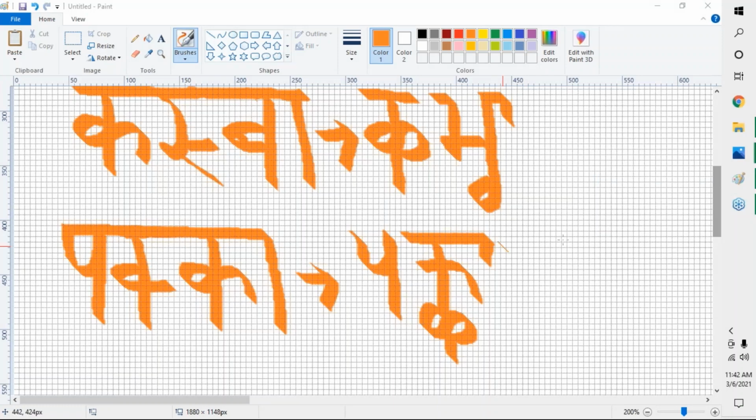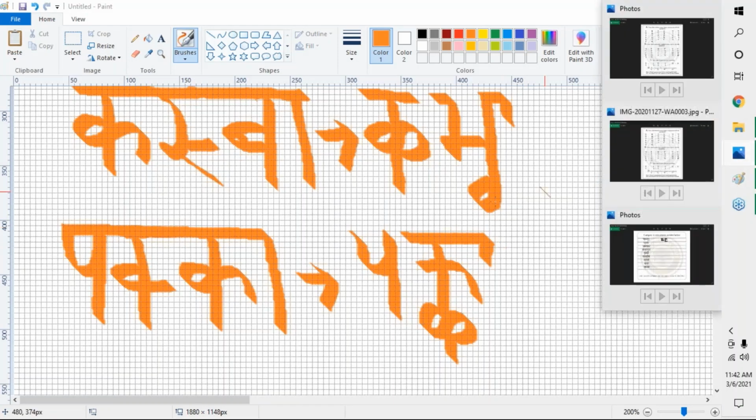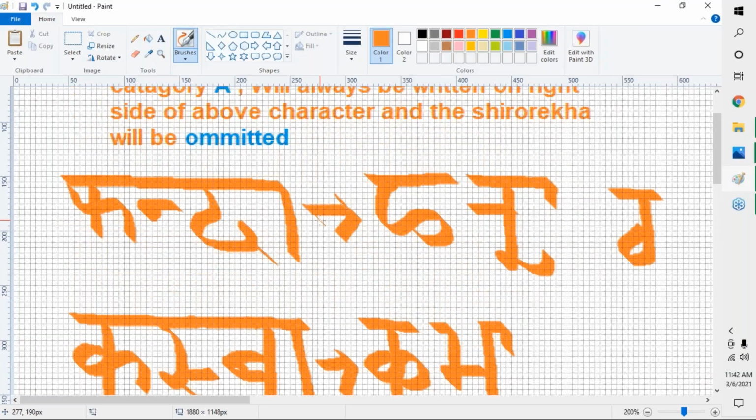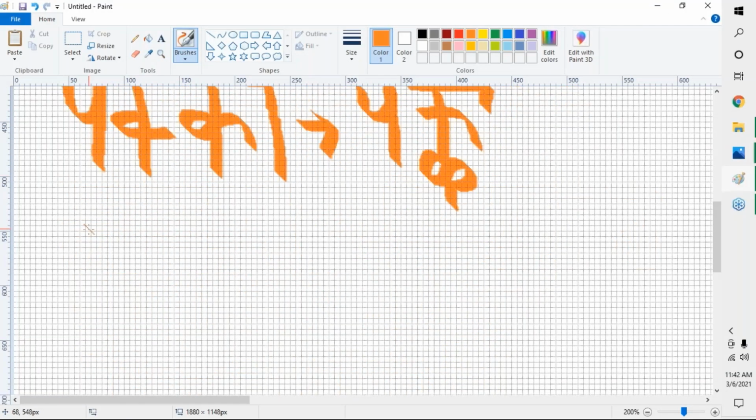Let's take some other example if we have in this chart. Kalandar. This is okay. We can take this Chakkar. Okay, this Chakkar we can take. Chakkar is there. We will take this. Then Kalandar. Let's take these two examples.